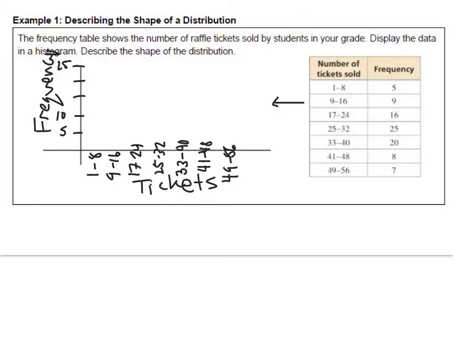And what you're going to do is that for each range of values we have here, we're going to plot a bar that shows our frequency. So from 1 to 8 tickets sold, I had about 5 students that sold that.